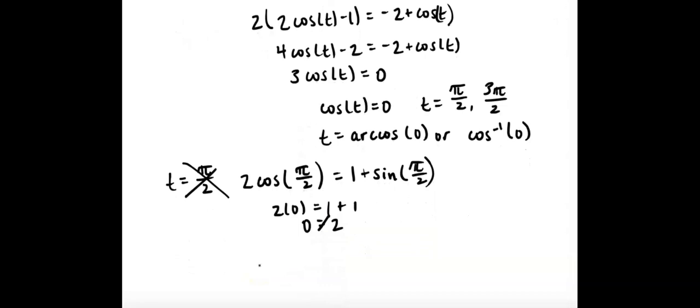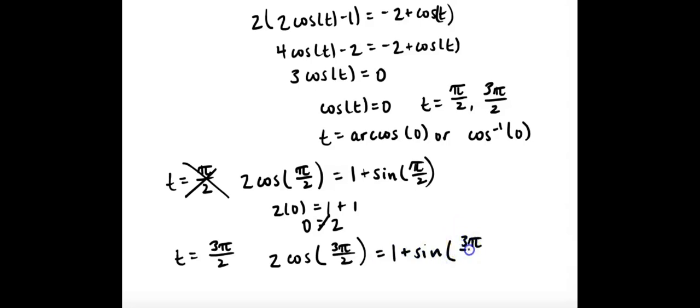And let's check the other one. It is very possible that we have no collision points. 3 pi over 2. Let's try t equals 3 pi over 2. And testing our two equations here, 2 times cosine 3 pi over 2 should be equal to 1 plus sine of 3 pi over 2. All right, the cosine of 3 pi over 2 is 0, and so 2 times 0 should be equal to 1 plus the sine of 3 pi over 2, which is negative 1. Great, 0 equals 0, that is a true statement.